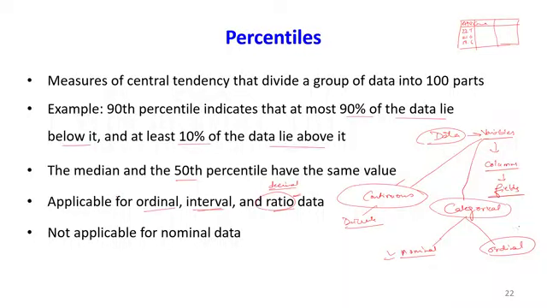Ordinal data also has an order in place, so you can sort that data. Definitely the continuous data, which is in the form of numeric, you can sort. The nominal data is the data which you cannot sort. If you cannot sort, then you cannot calculate percentile on top of it. So it is not applicable for nominal data.